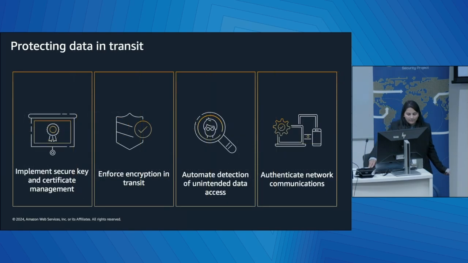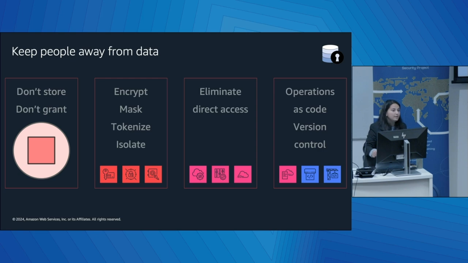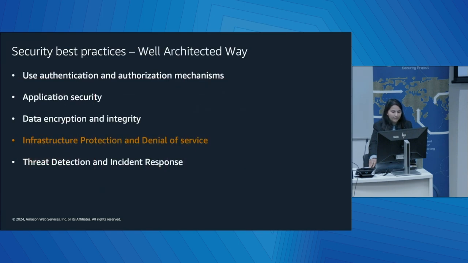Protect data in transit. So enforcing encryption in transit, having secure authentication, TLS, to make sure that each data that is traveling is secure. Keep people away from data. You don't want to have direct access. You don't want to store something and then you have to grant that access. Just put version controls, put each operation as a code.